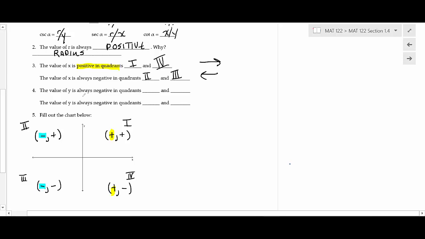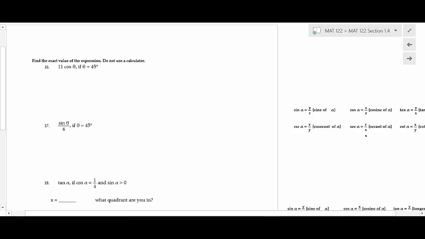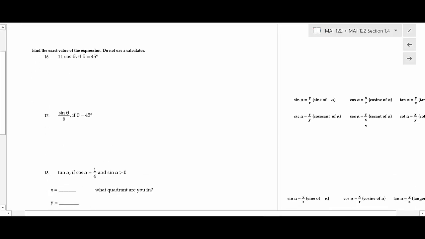Okay, now let's look at y. So where is y positive? I think this was supposed to say y is positive, so I'm going to change that. Where is y positive? Y is positive in 1 and 2. In other words, it's positive when you're going up. Where is y negative? It's when you're going down, so that's quadrant 3 and quadrant 4. So you don't want to memorize that. It's easy to remember that x is positive to the right, x is negative to the left, y is positive up, and y is negative down. So that's important.